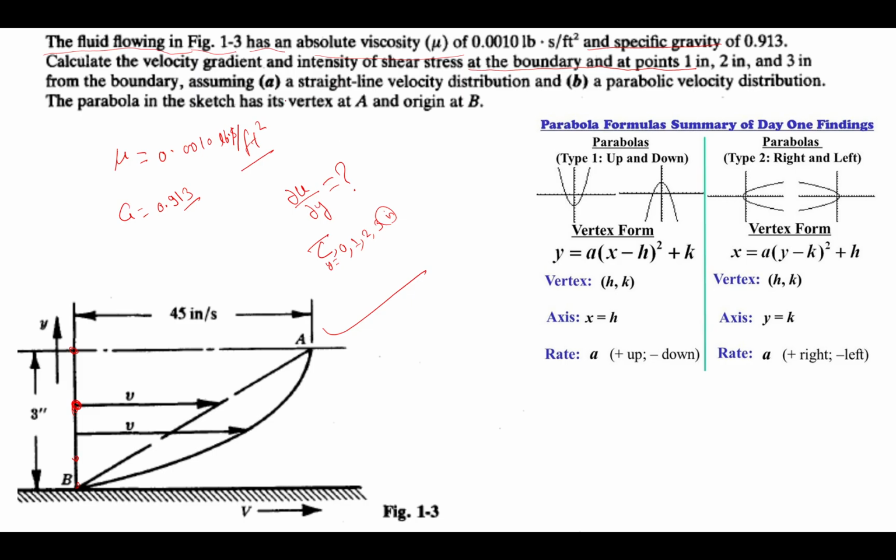Now, first we need to assume a straight line velocity distribution. Your velocity distribution is a straight line like that. Here is given 45 inch per second. Here your velocity is 0. In this direction is your velocity, and in this direction is your y.